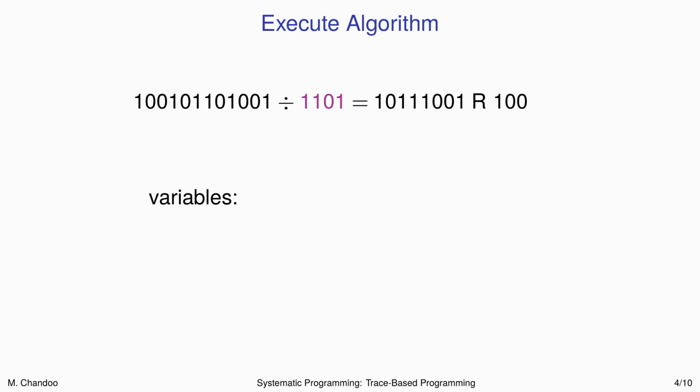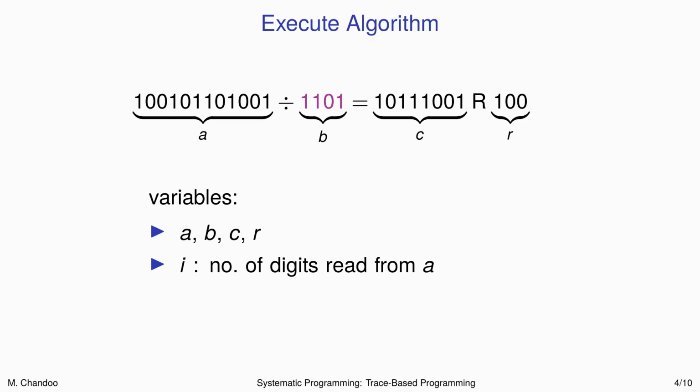We use the following variables for this algorithm. We call the dividend A, the divisor B, the quotient C, and the remainder R. Additionally, we use a variable I, which keeps track of how many digits from A we have read, and the number on the bottom is called X.